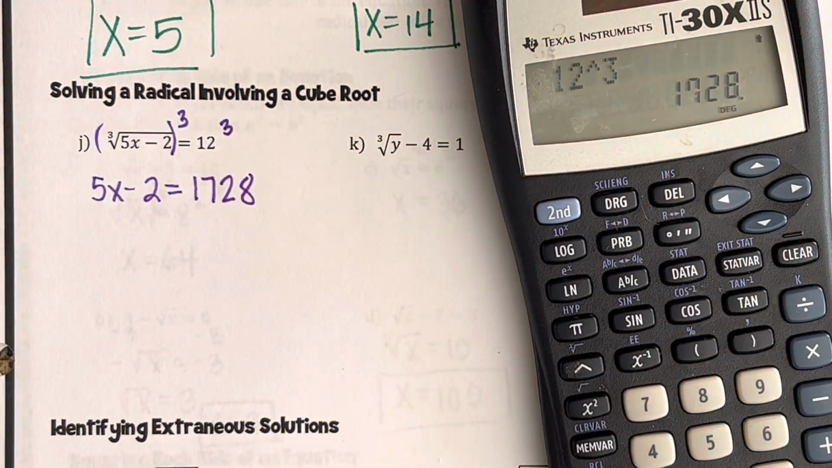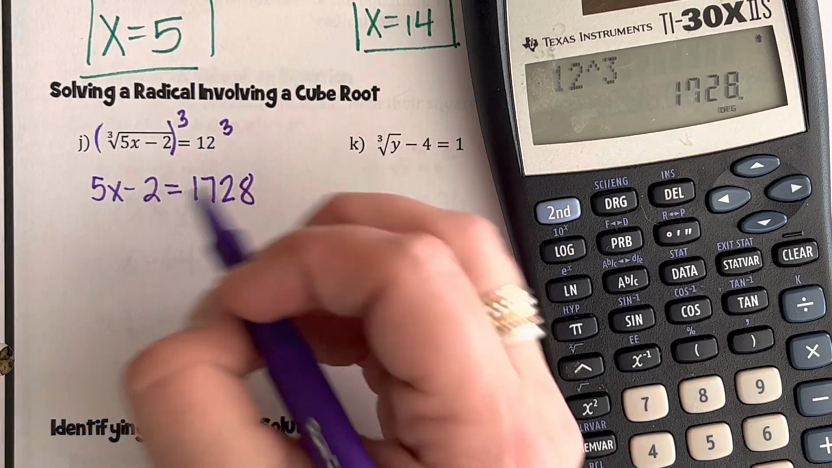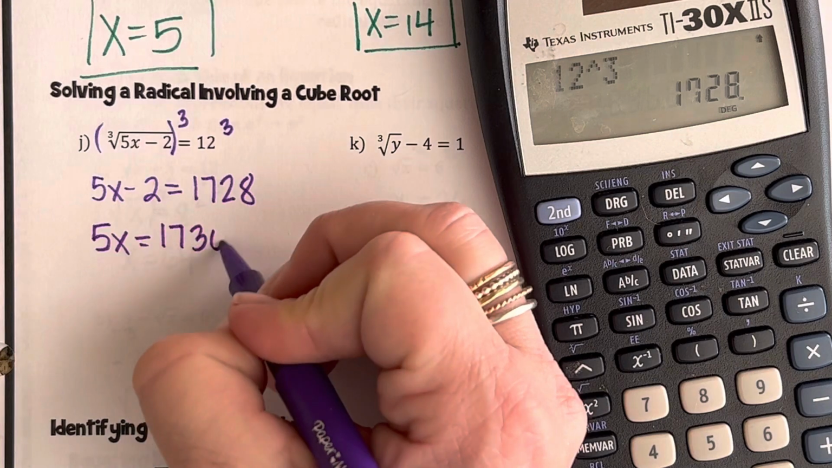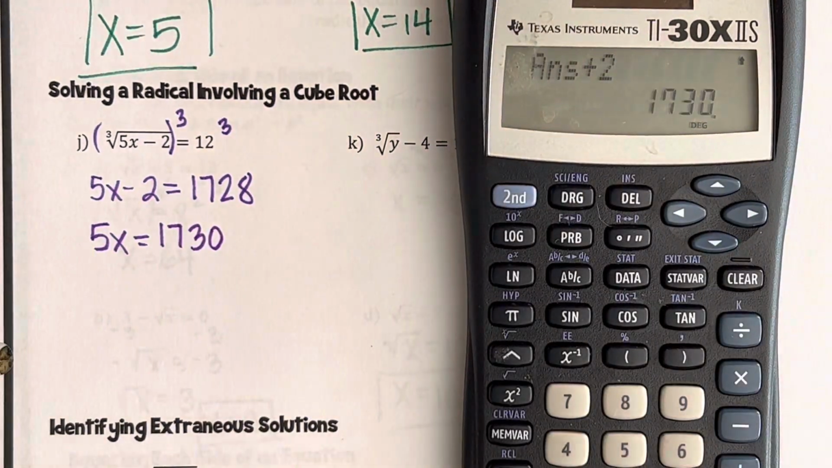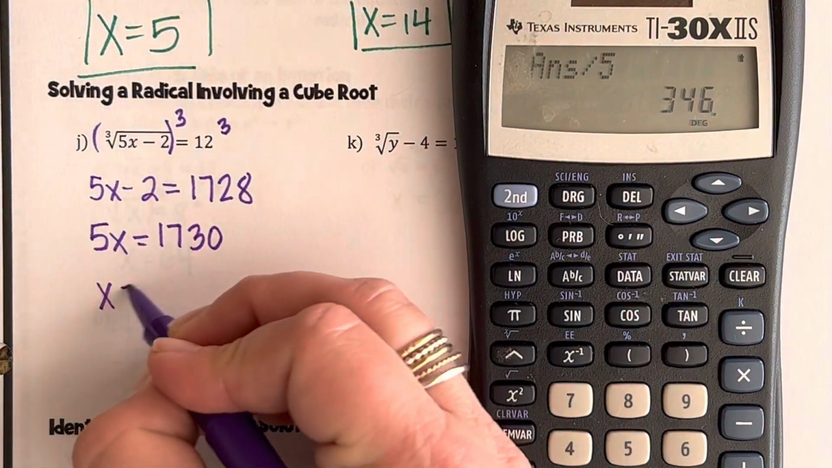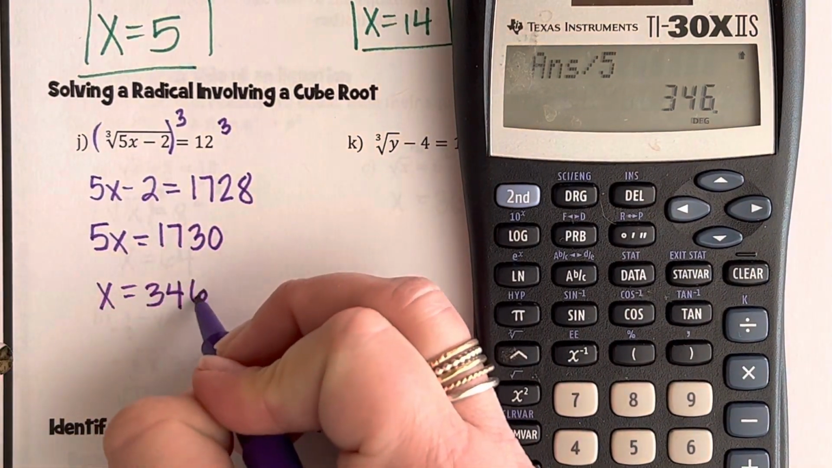and I get 1,728. So now it's just a two-step equation. I'm going to add 2 to get 5x is 1,730. And then we're going to divide by 5 to get x equals 346.